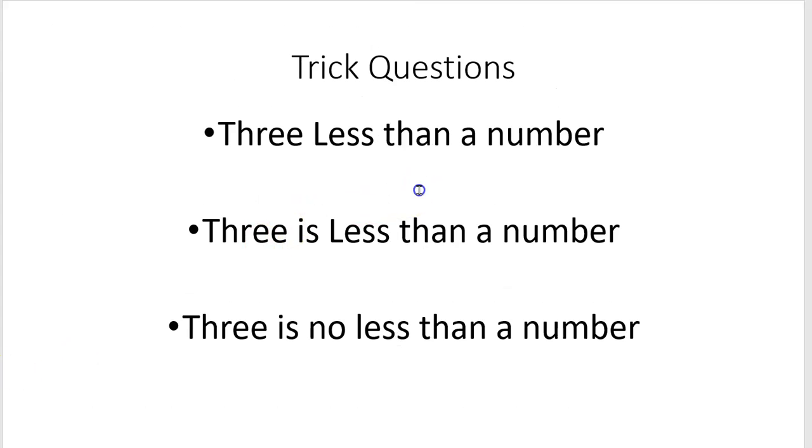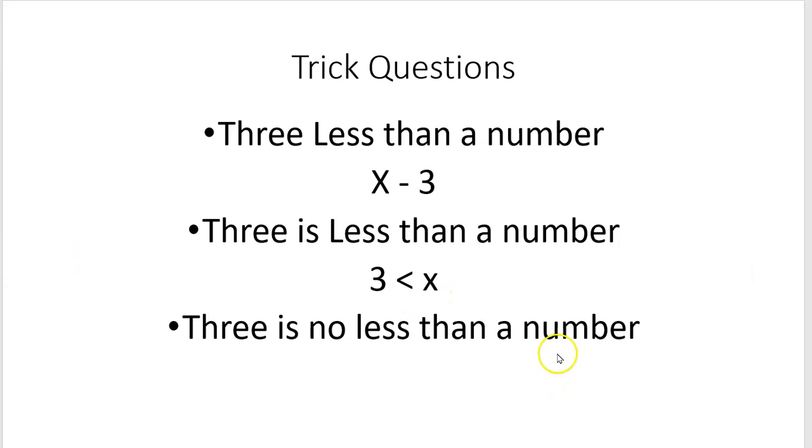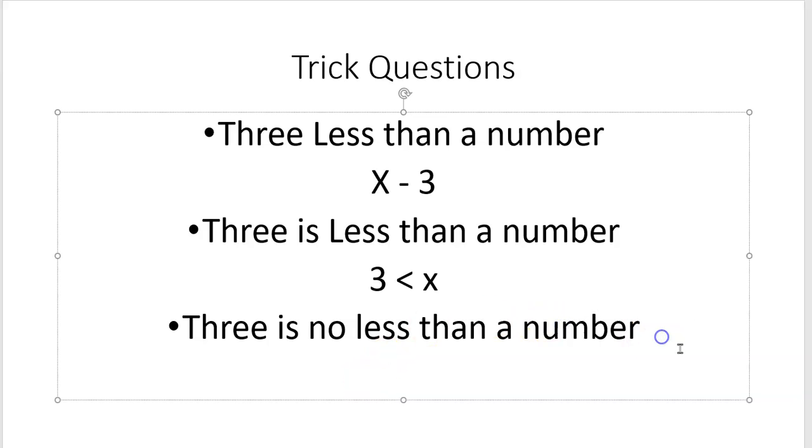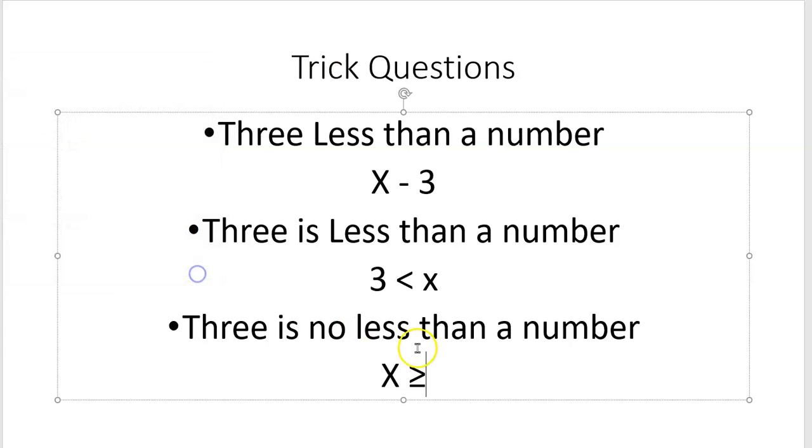But there you are. Less than has the same thing. 3 less than a number would be x minus 3. 3 is less than a number would be 3 is less than x. And 3 is no more than a number would be x is greater than or equal to 3.